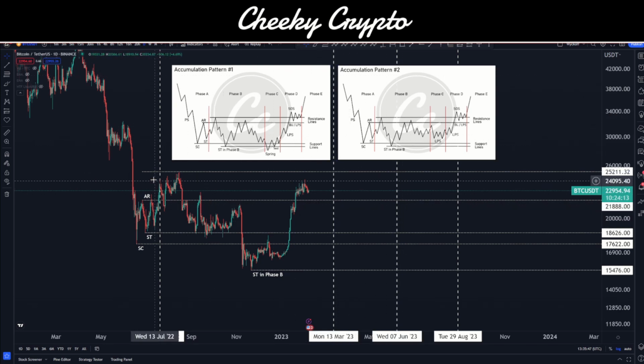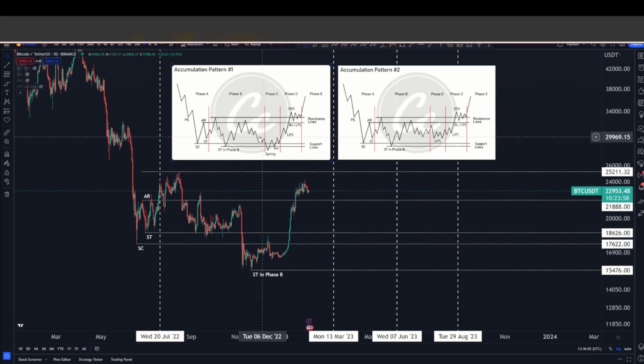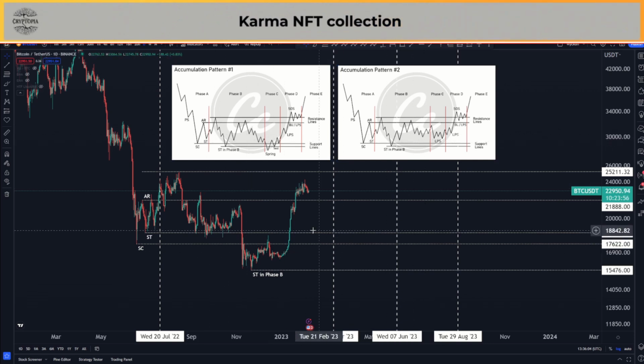The invalidation of this, or to make it all void, would be to push up higher than 25,211, which means I would have to redraw it if there is any kind of Wyckoff accumulation pattern at all. Essentially, I am looking for a retest at 18,626. That would basically be the secondary test here in phase A, and basically what we're doing in both of these schematics is looking for a retest of that particular area.